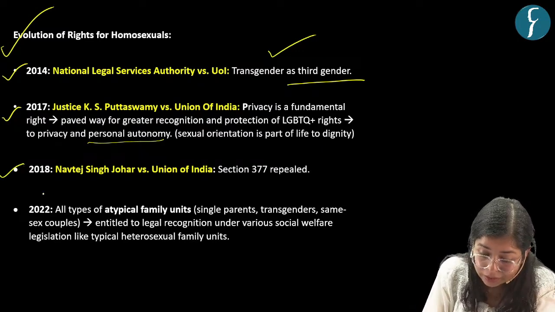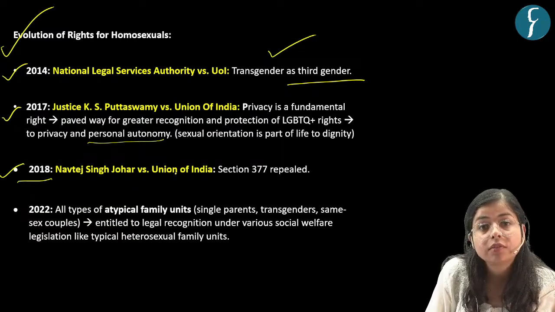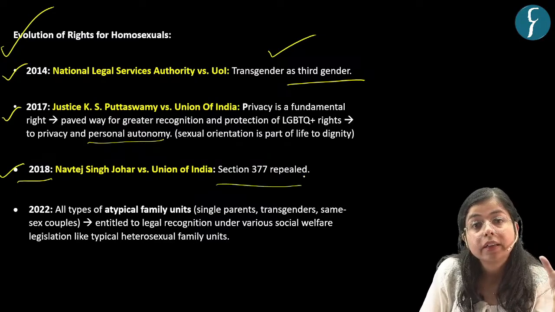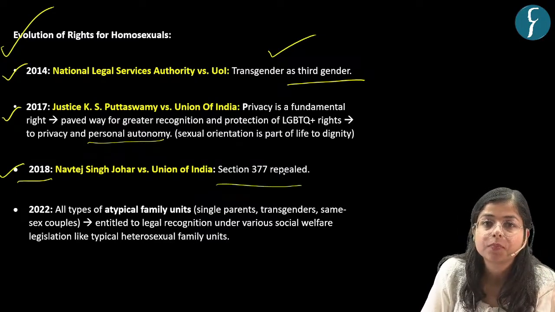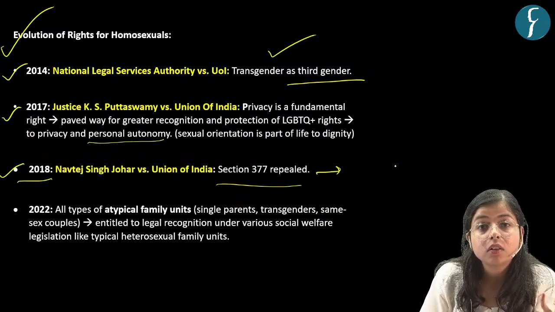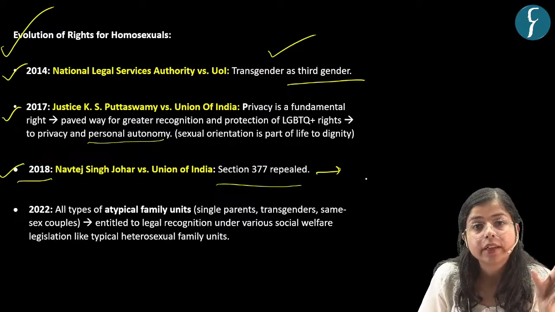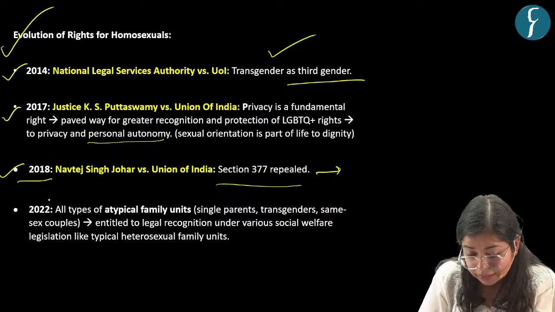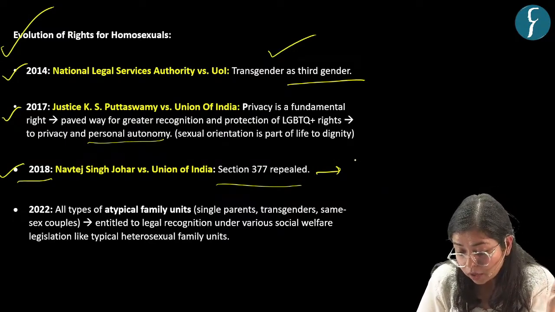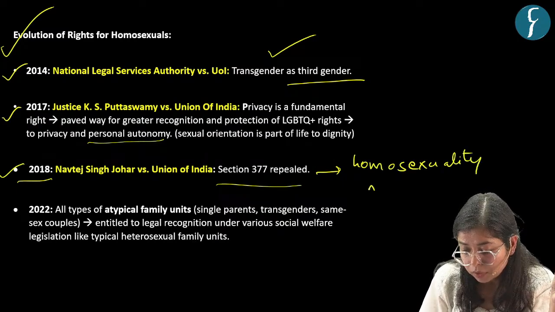Further going down, in the year 2018, an important case was Navtej Singh Johar versus Union of India. What did this case do? It repealed Section 377. Now, what was Section 377? It was a British colonial era law which criminalized homosexuality. By this judgment, Section 377 was read down, and homosexuality was decriminalized.